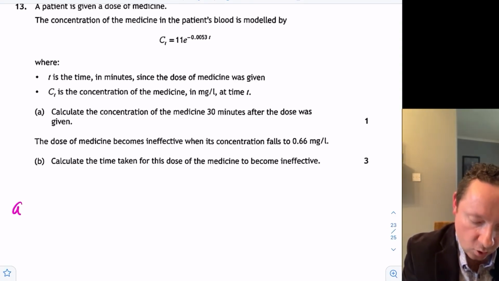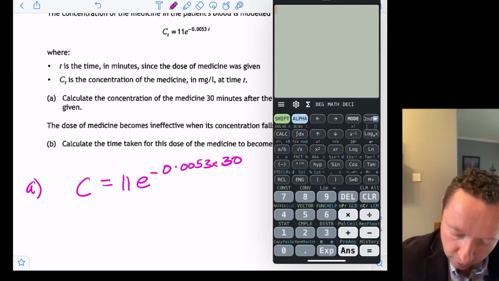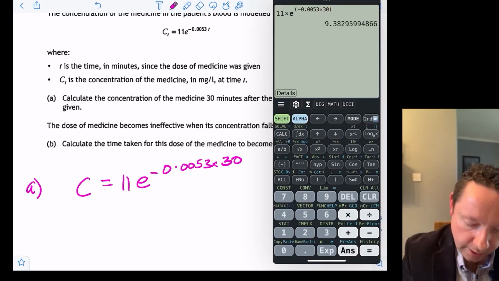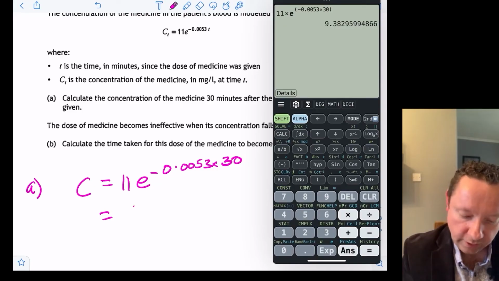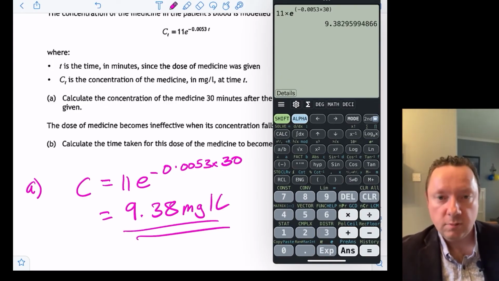Okay, so for part A, all we're doing is saying that C equals 11 e to the minus 0.0053, and that's going to be times 30. 11 times e to the power of, use my brackets, minus 0.0053 times 30, close my brackets, press equals. You get an answer of 9.3829, so 9.38 will be fine. Milligrams per litre, whether or not we'll take a mark off for losing the units. You need to get units if you can.